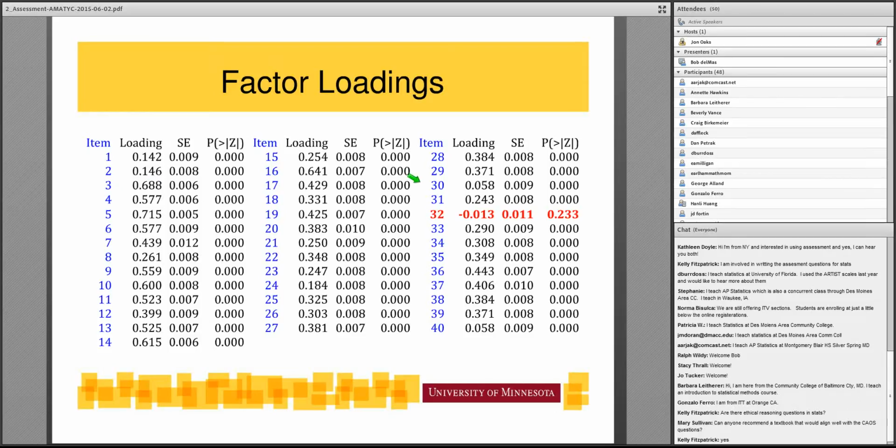But in general, all of these have p-values, for a z-statistic testing whether that loading is statistically significantly different from 0, less than 0.001. Not surprising given the large sample size of 25,000 plus students. But this item 32, even with this large sample size, basically has a 0 correlation with what the rest of the items are measuring. So that item is identified as problematic.